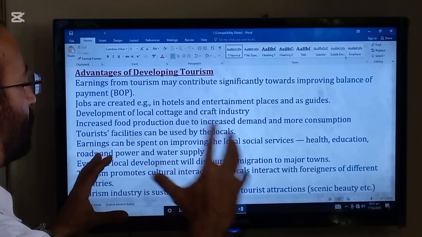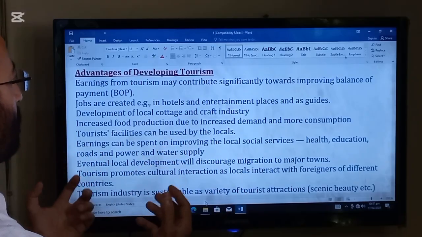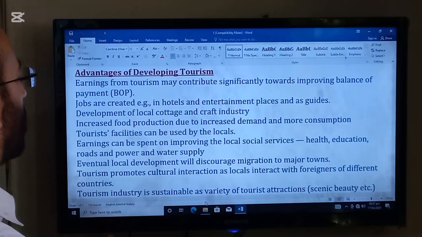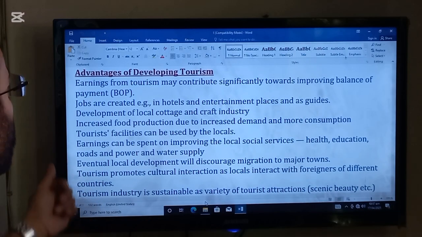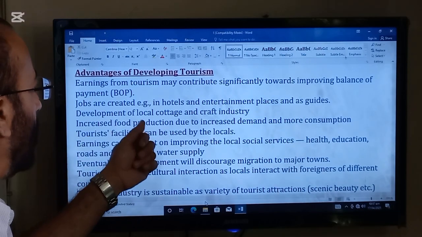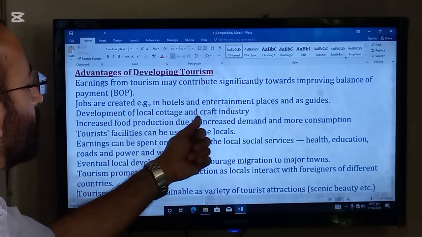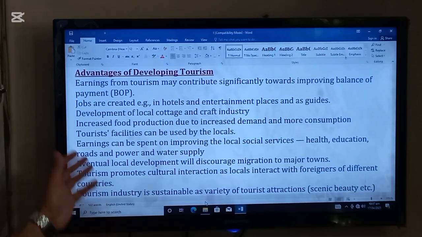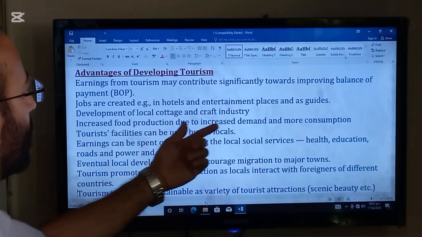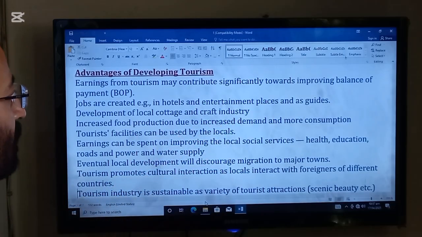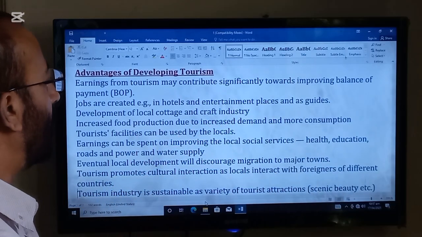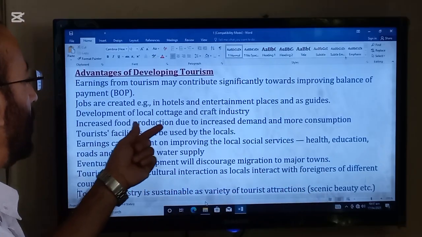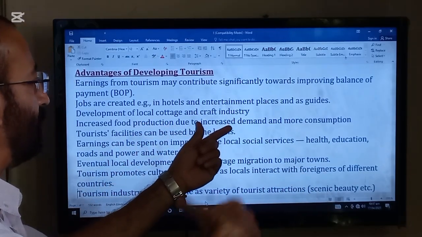If tourism is developed in Pakistan, we can have a lot of earnings which can contribute to different sectors of life in Pakistan. Jobs are created. This is another advantage. For example, in hotels, in entertainment places and as guides. Next is development of the local cottage and craft industry. This will be developed when more tourists visit these areas. So the local cottage and craft industry will develop there.